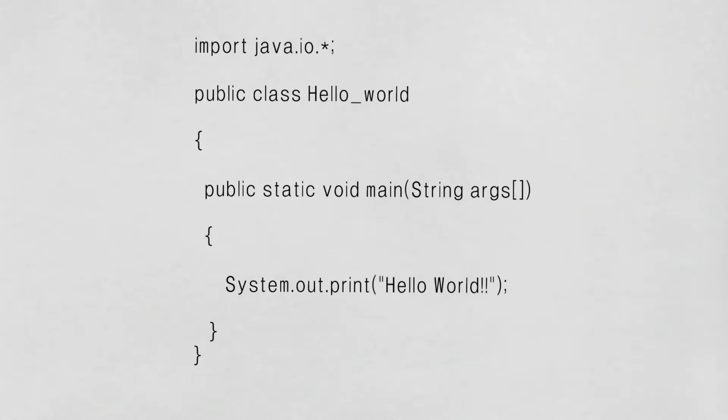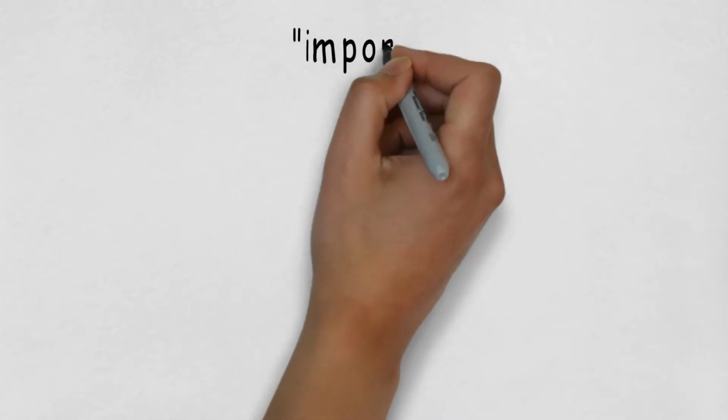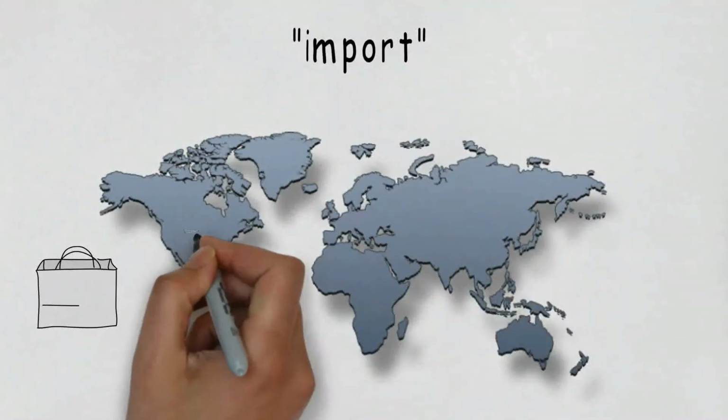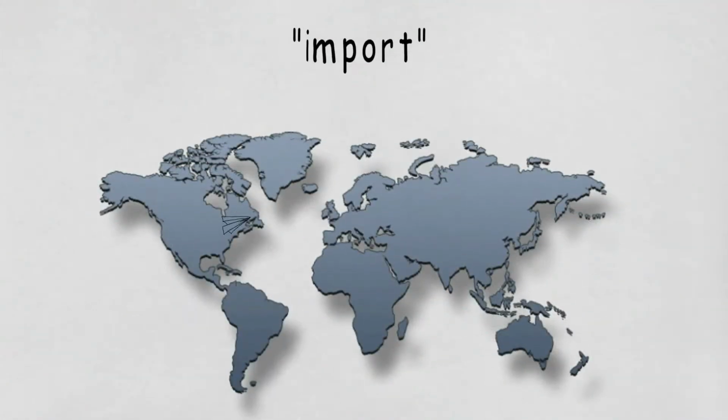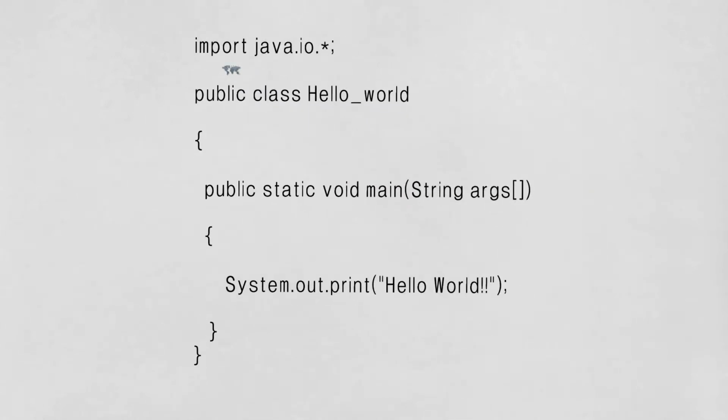Let's understand the first term, import. What does import mean? Let's imagine you ordered a parcel which is going to come from abroad to India. That means you imported a good from abroad to India. Now let's move on to java.io.